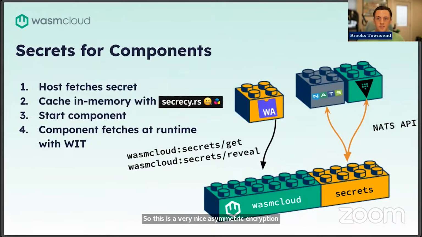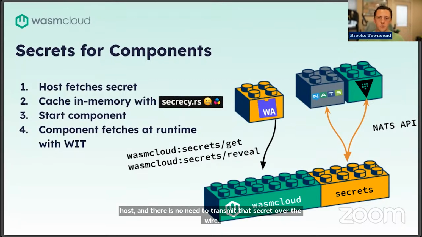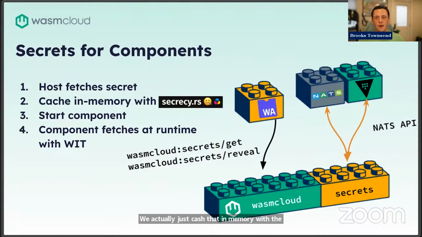Now, for components, this is a little bit different, but most of the entire process for fetching secrets is exactly the same. So when the component starts, if there's a dependency on a secret or the component specifies a secret, wasmCloud will request the secret from the backend. And then, since components are running alongside the host and there is no need to transmit that secret over the wire, we actually just cache that in memory with the secrecy crate, which ensures that the secret is zeroed out from memory as soon as the component stops.